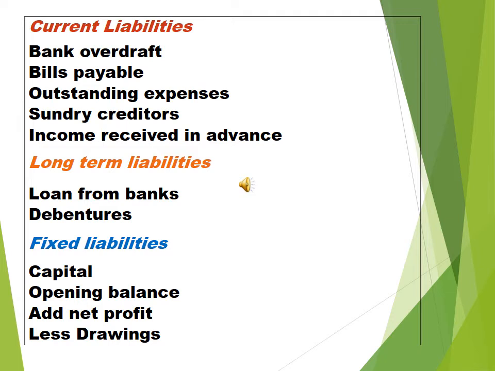These are the examples which comes under each type of liabilities. Current liabilities, example, bank overdraft, bills payable, outstanding expenses, sundry creditors, income received in advance. Long-term liabilities include loan from banks, debentures, etc. And fixed liabilities, capital, opening balance, add net profit, less drawings.